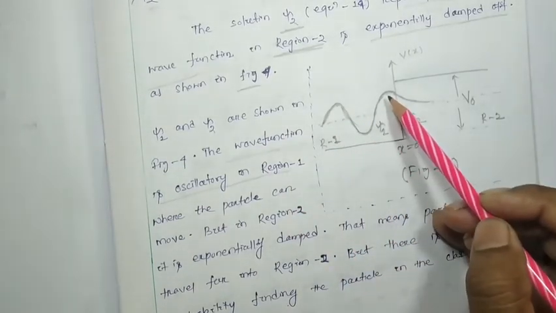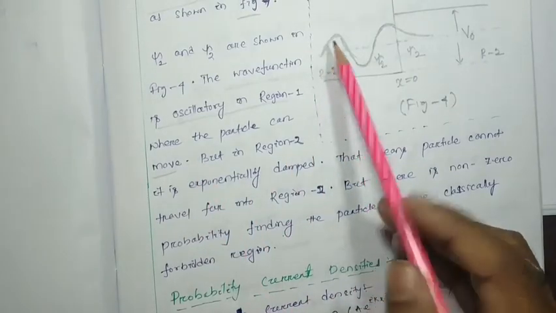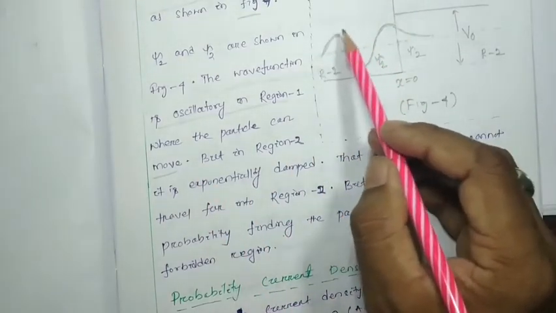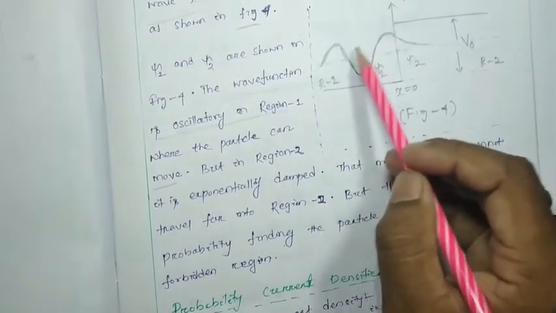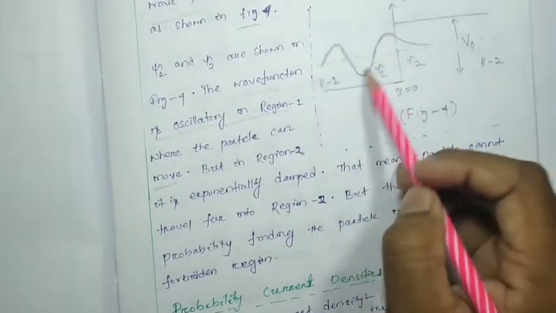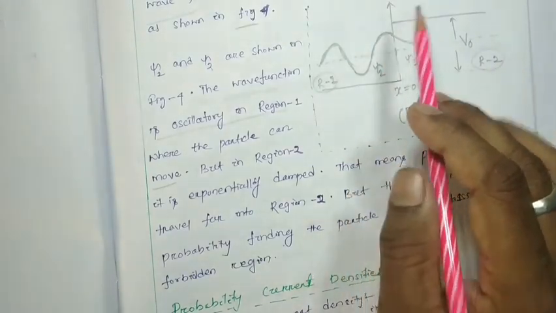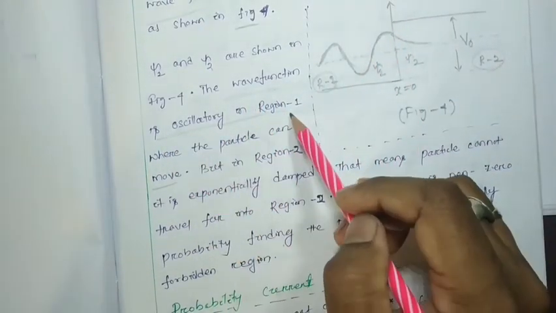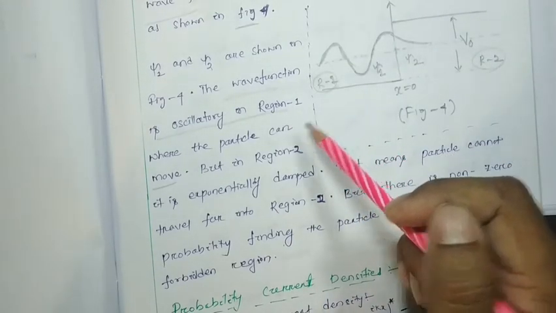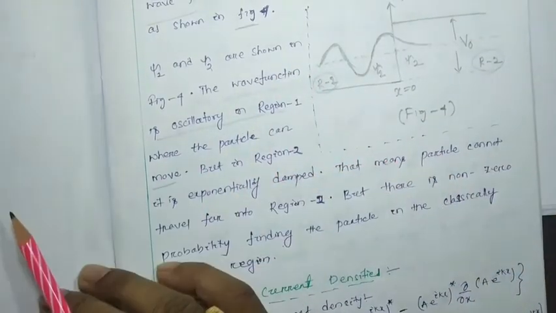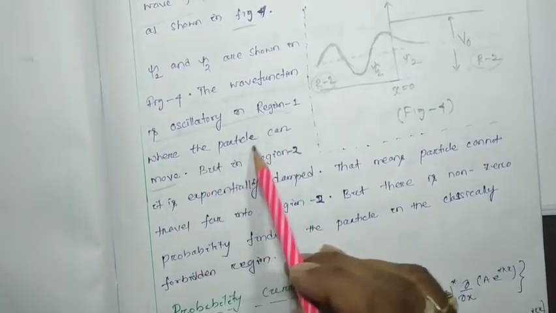The wave function is oscillatory where the particle can move. This region 1 represents the motion of the particle, which may be incident and reflected both. Region 1 is the dynamic condition. A particle in dynamics is represented by an oscillatory wave function. So it is oscillatory in region 1 where the particle can move.